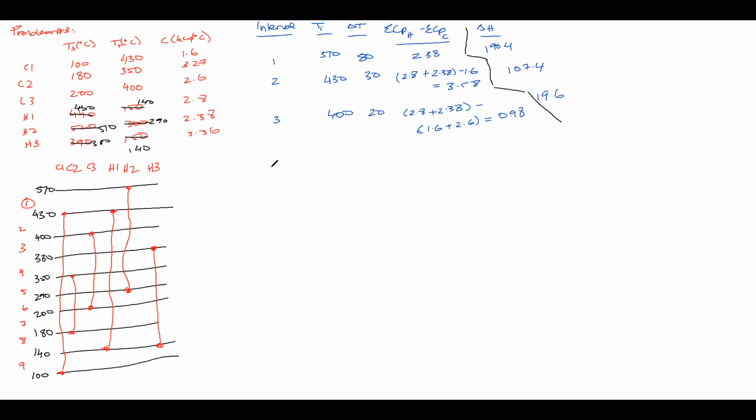Okay, now let's move on to interval number 4. Initial temperature is 380, delta T is 30. You do summation of CP hot minus CP cold, you're gonna get 4.34. And again, just slowly look at them: hot streams, add them; cold streams, subtract them, etc. You're gonna get your numbers. And delta H in this case is 130.2.